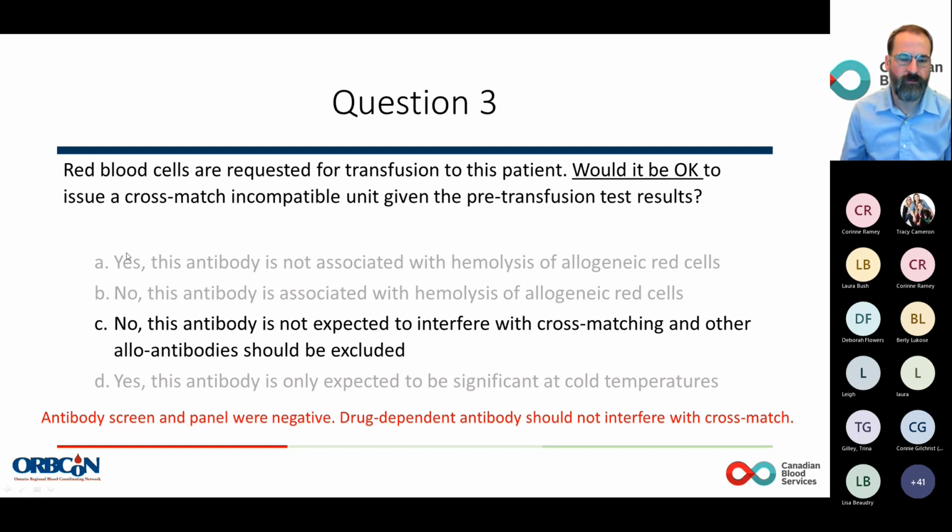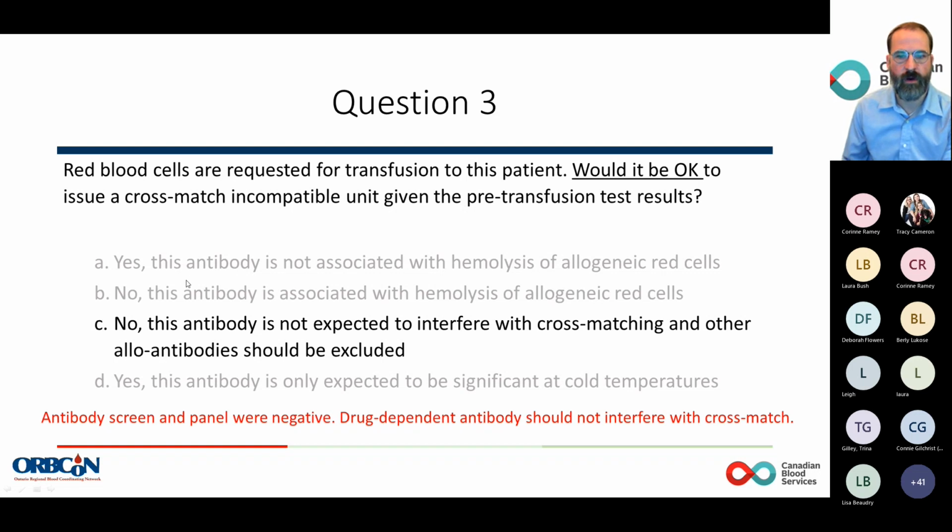In terms of the other answers, just a few things to mention. The statement that this antibody is not associated with hemolysis of allogeneic red cells is true of drug-dependent antibodies. For the most part, they don't lead to hemolysis of allogeneic red cells, because those cells are not going to be the targets. Even though that's a true statement, the concern here is that we've got a cross-matching compatible unit, which raises the possibility of an undiagnosed alloantibody. We still need to figure out why this unit is cross-matching compatible, so that's not a good answer.